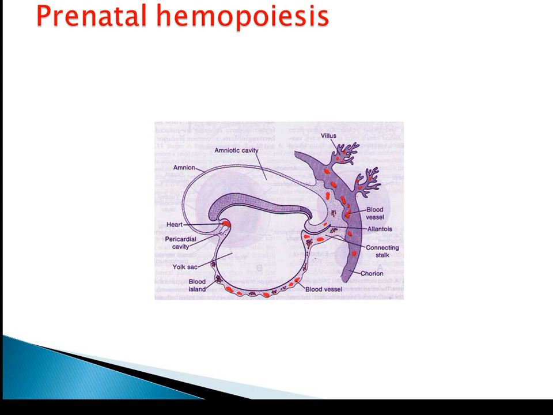First of all, the hematopoiesis. The hematopoiesis is a prenatal and postnatal production of the blood cells. Hem means blood, poiesis means the development of the blood cells. And we can here distinguish the prenatal and postnatal hematopoiesis.